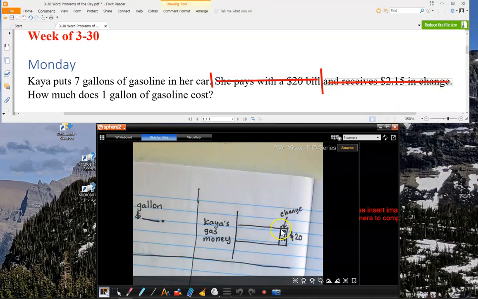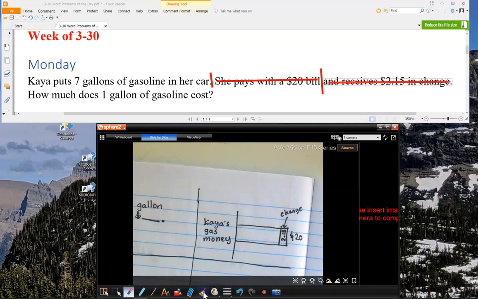Now that I've crossed out or put the change in here, the rest of this unit bar I'm going to be using for my gasoline. I think I'm ready to go. So let me just highlight the area I'm talking about here. This area right here that I'm circling is going to be what we're going to be using for the gasoline.